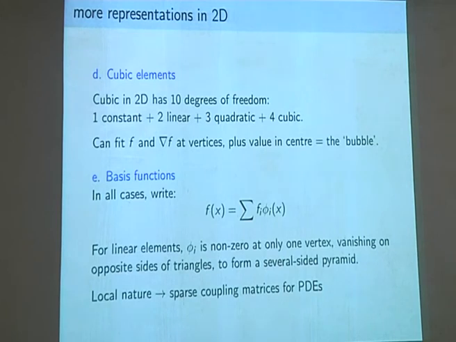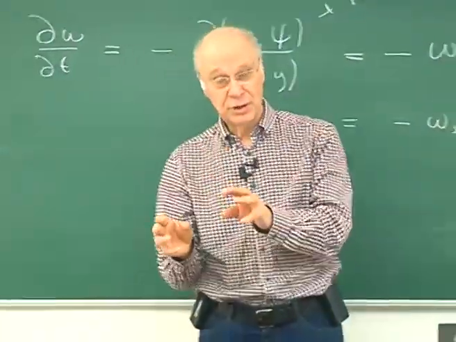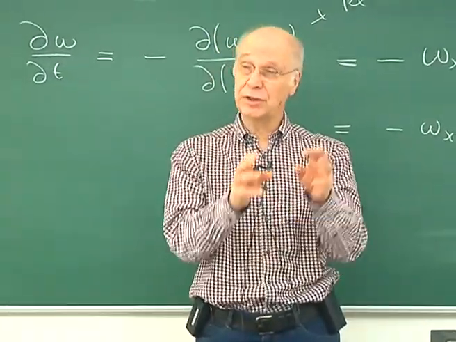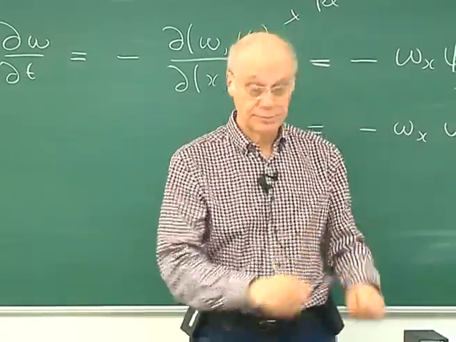The fact that the basis function vanishes at most places, and is non-zero just at a few triangles near one vertex, is very good. It's a local representation, and that's very good for partial differential equations, because partial differential equations are about gradients, so they're about how a function varies locally. Partial differential equations equal local variations equals a local representation. It all matches nicely.